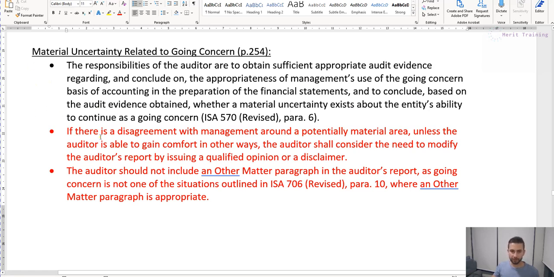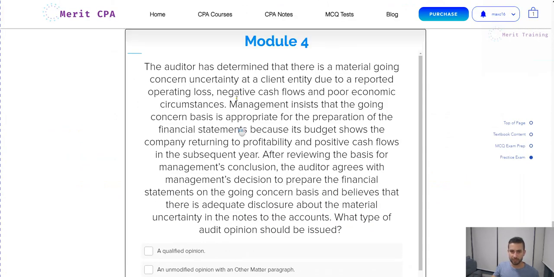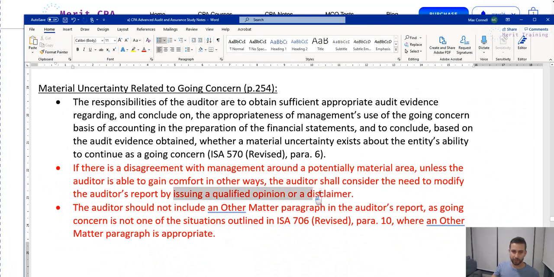Okay, fair enough. If there is a disagreement with management around a potentially material area, unless the auditor is able to gain comfort in other ways, the auditor shall consider the need to modify the auditor's report by issuing a qualified opinion or a disclaimer. So there's no disagreement with management, because it actually says here that after reviewing, the auditor agrees with management. So there's no dispute there. So we don't need to issue a qualified opinion, which is maybe the only other scenario where this would be the answer. Even if the accounts weren't materially misstated, we might still have a qualified opinion purely because of this ISA 570 clause right here.